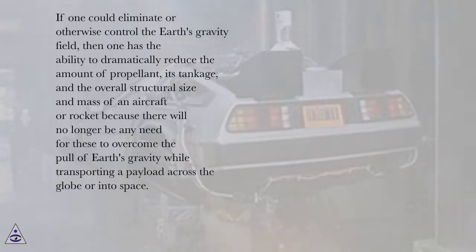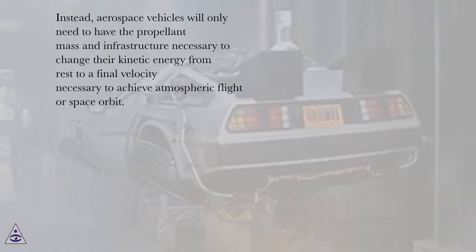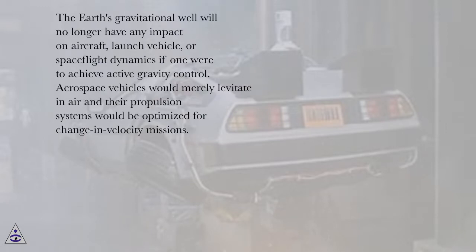If one could eliminate or otherwise control the Earth's gravity field, then one has the ability to dramatically reduce the amount of propellant, its tankage, and the overall structural size and mass of an aircraft or rocket, because there will no longer be any need for these to overcome the pull of Earth's gravity while transporting a payload across the globe or into space. Instead, aerospace vehicles will only need to have the propellant mass and infrastructure necessary to change their kinetic energy from rest to a final velocity necessary to achieve atmospheric flight or space orbit. The Earth's gravitational well will no longer have any impact on aircraft, launch vehicle, or spaceflight dynamics if one were to achieve active gravity control. Aerospace vehicles would merely levitate in air and their propulsion systems would be optimized for change in velocity missions.